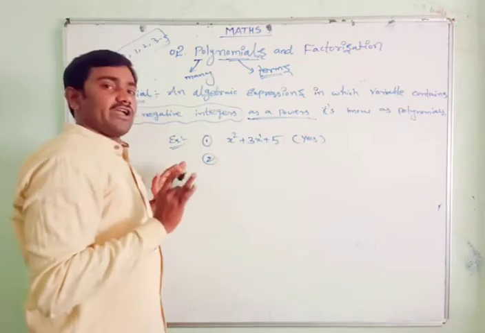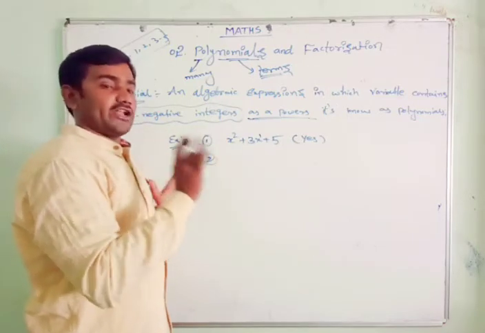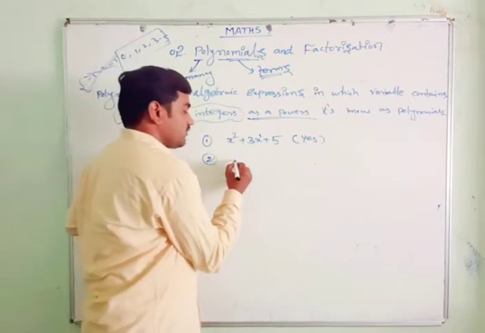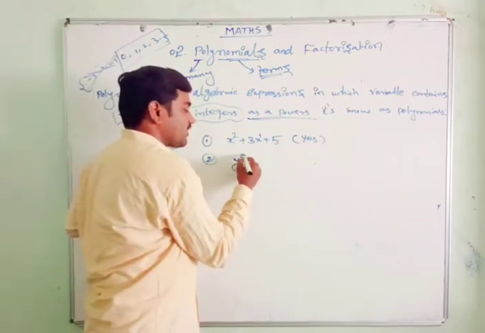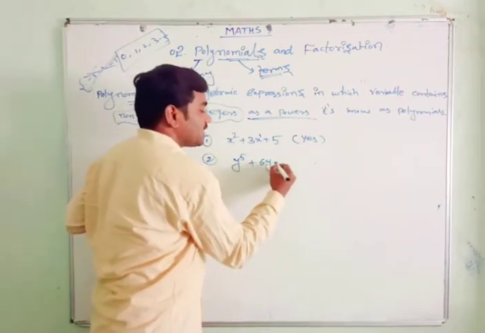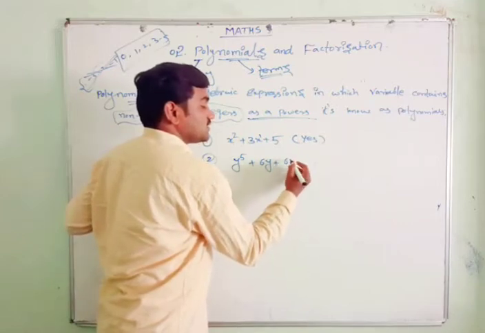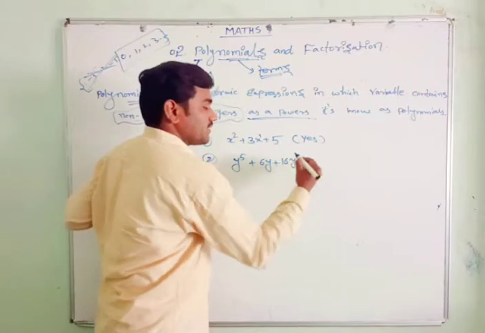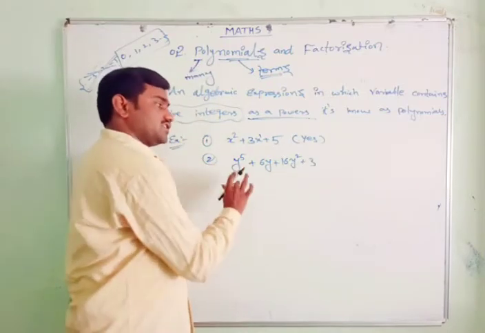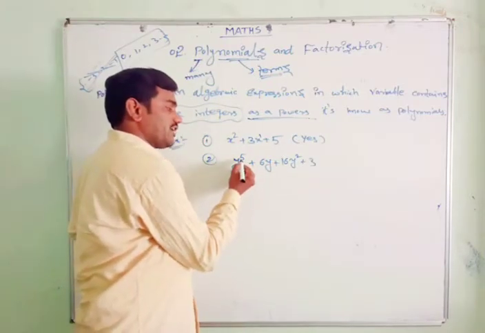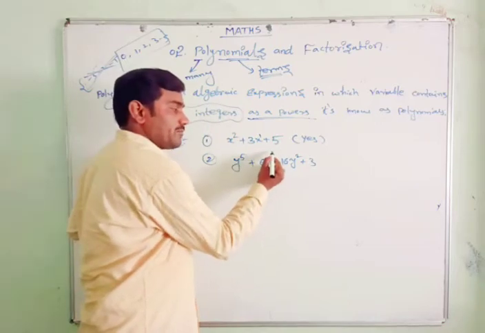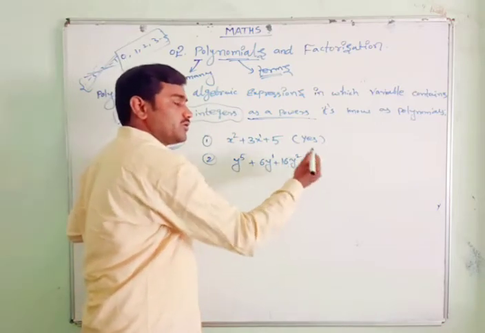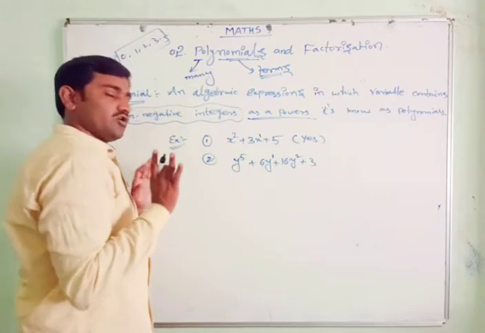Let us identify which are polynomials and which are not. Next we take y to the power of 5 plus 6y plus 16y to the power of 2 plus 3. Is it a polynomial? Yes, it is also a polynomial, because here the power of y is 5, here it is nothing but 1, and here 2. So it is also a polynomial.